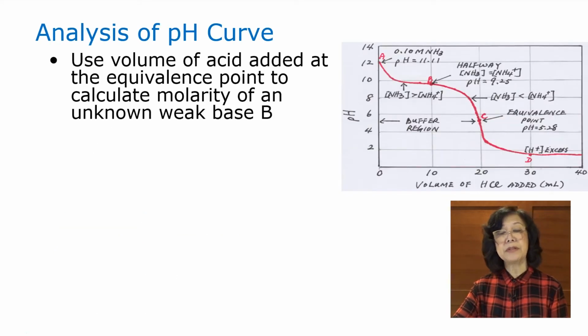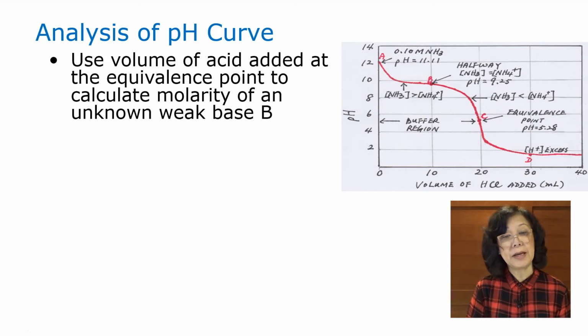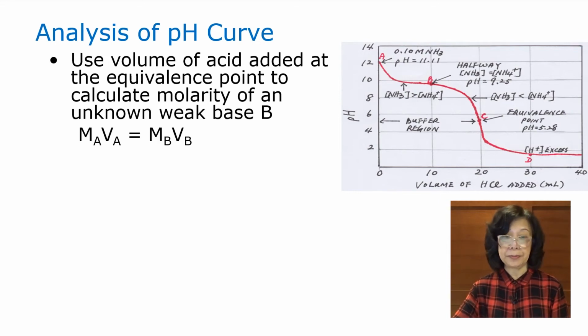We can make use of such a curve to determine two things again. One, the volume of the acid added at the equivalence point, to find the molarity of the unknown weak base using MAVA equals MBVB. So you notice the volume of HCl is 20 milliliters, and we know the molarity of HCl is 0.1 molar, so we can calculate the molarity of the weak base ammonia using this equation.